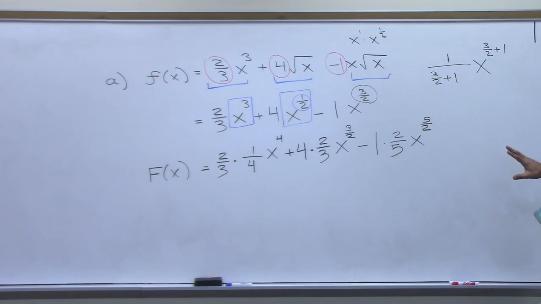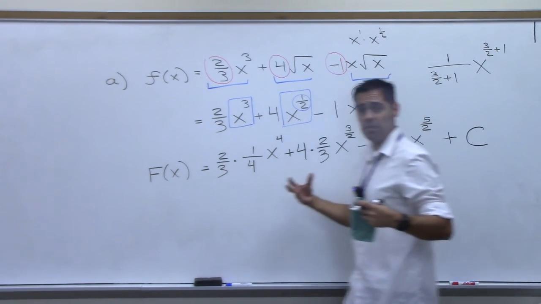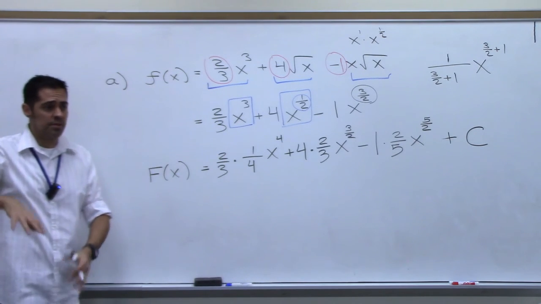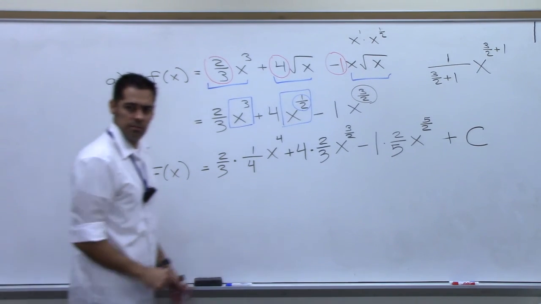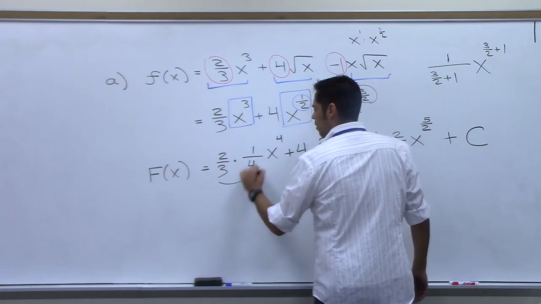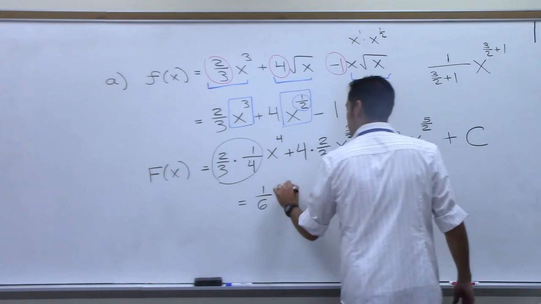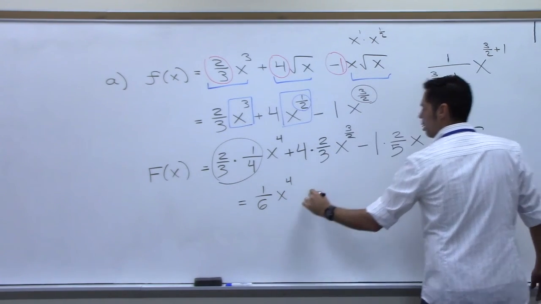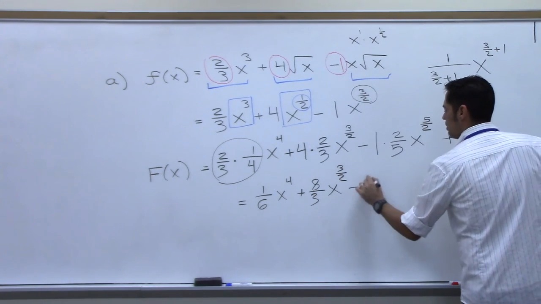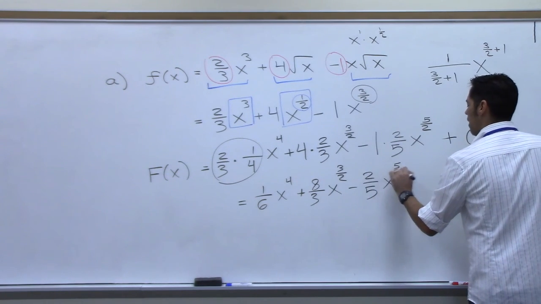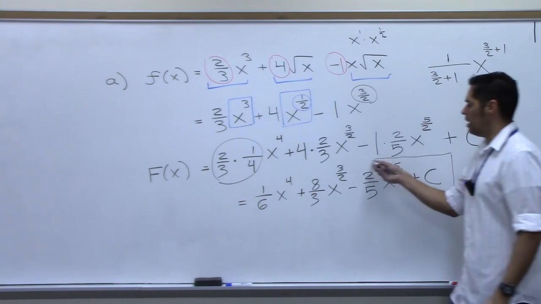We're done with all the antiderivative stuff. Now, we always throw a plus c on here so that we get the general antiderivative. That accounts for the entire family of functions. And then we want to clean it up, because that's not very clean yet. Question, Jaime? You're good? Okay, so let's clean this up. This is 1/6 x to the 4th, plus 8/3 x to the 3/2, minus 2/5 x to the 5/2, plus c. That's it right there. That's the antiderivative.